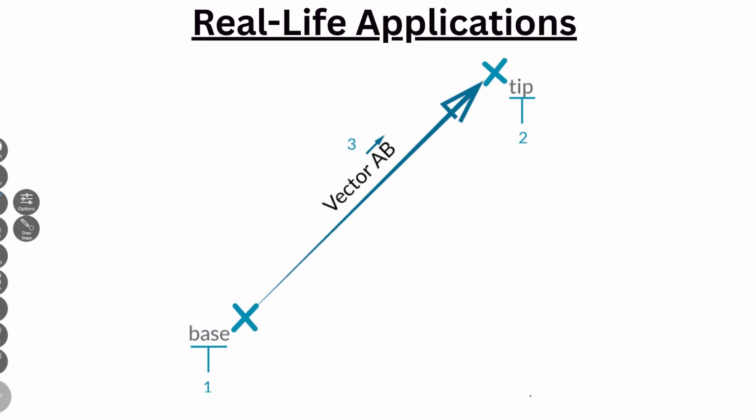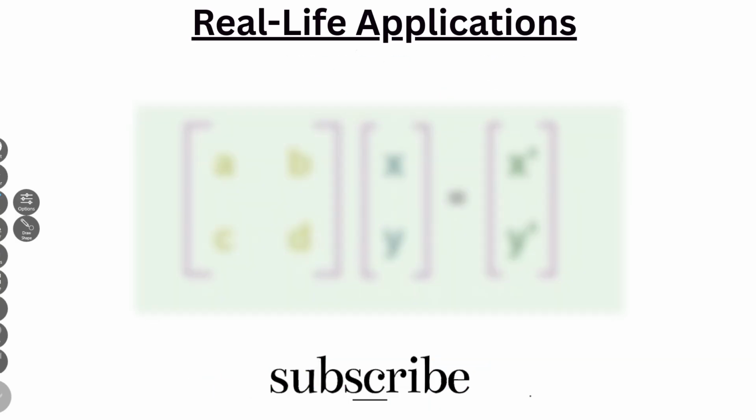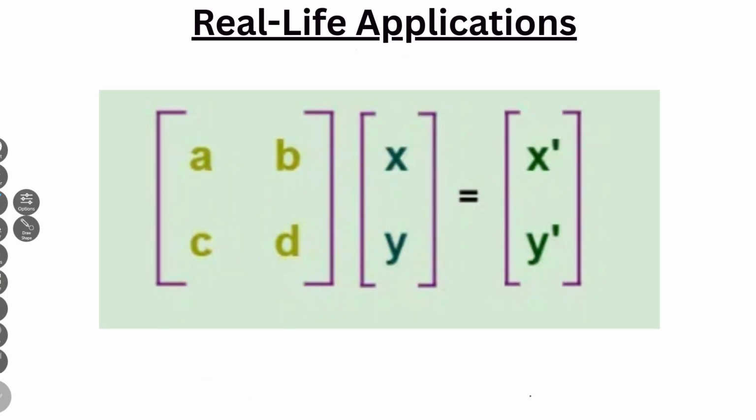In conclusion, vectors are more than just numbers. They are arrows that tell us how to move in space. In our next lesson, we will see how vectors interact with matrices to create transformations.